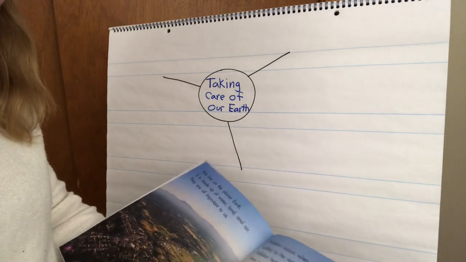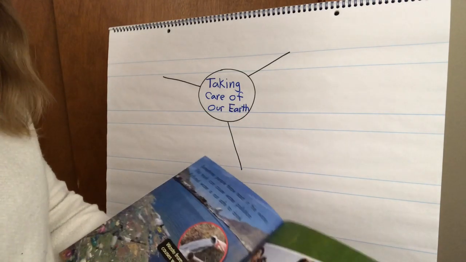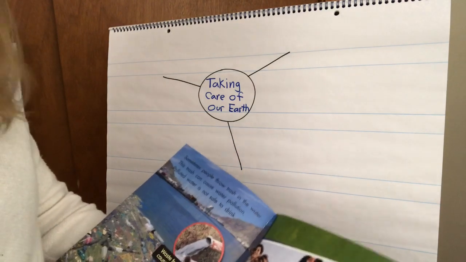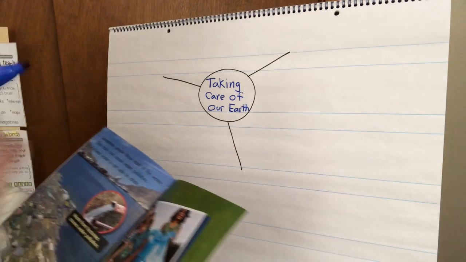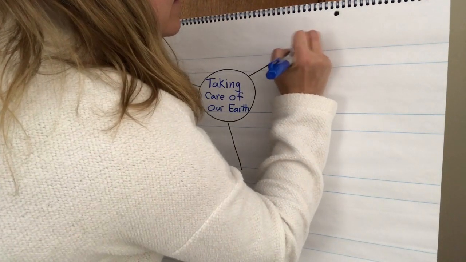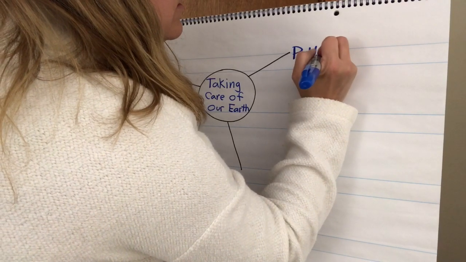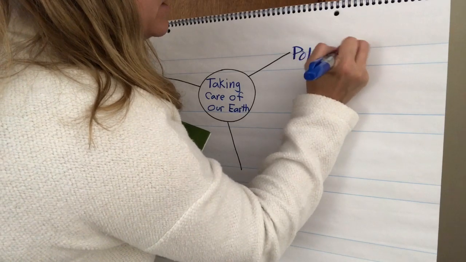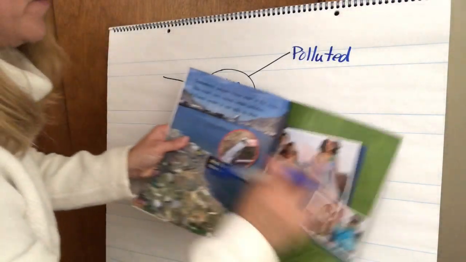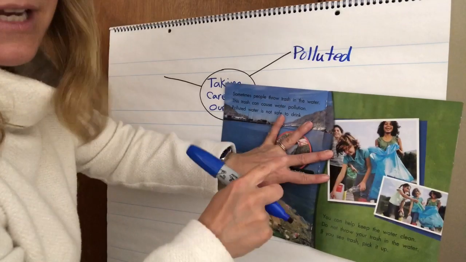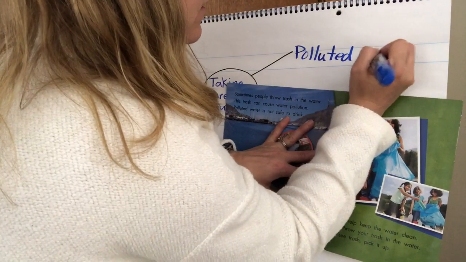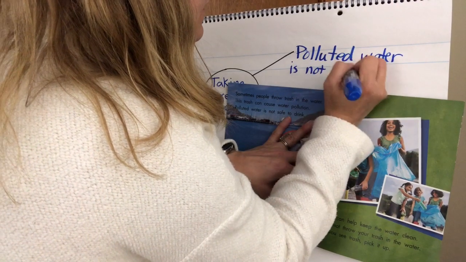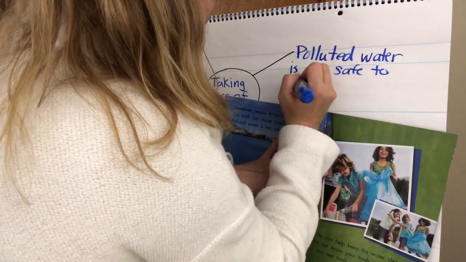So one fact I wanted to mention from reading the book was that polluted water is not safe to drink. So I'm going to write that little note. Polluted, oh, and I see it right in my text. Polluted, and I can look right at my text if I need to. Water is not safe to drink.